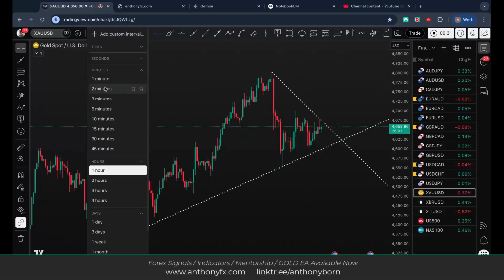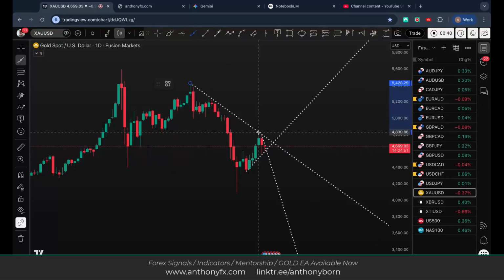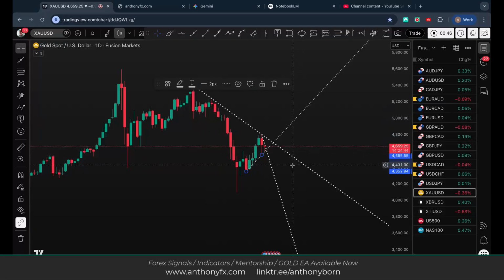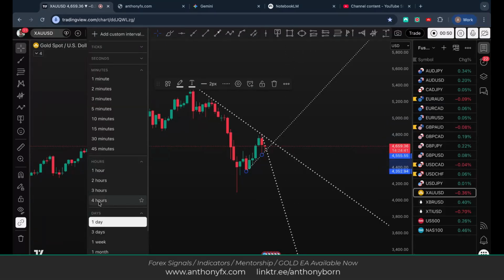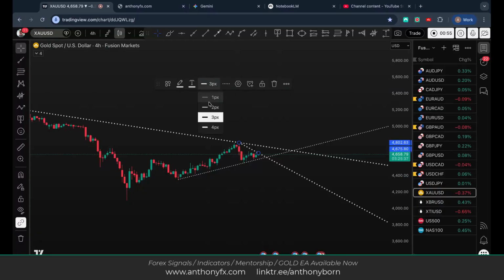In fact, if we go out to a daily time frame, we've really got this downtrend going on the daily. So let's go 3 pixels on that. That's the higher time frame. We'll go 2 pixels on that one. Go down again, 4-hour chart. We'll go 2 pixels on this one so we can see the difference.